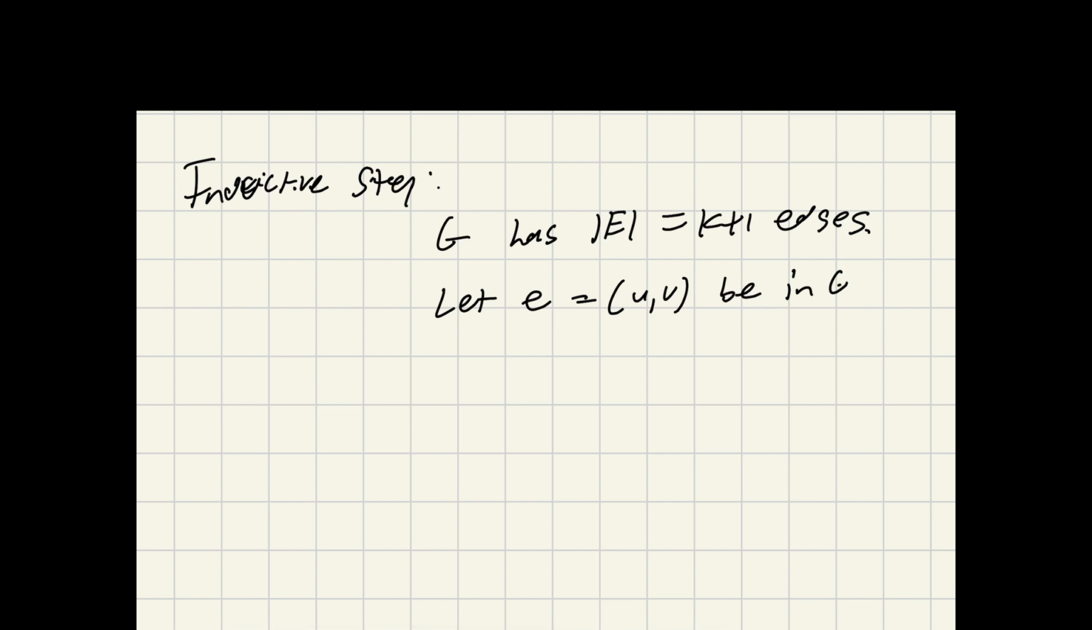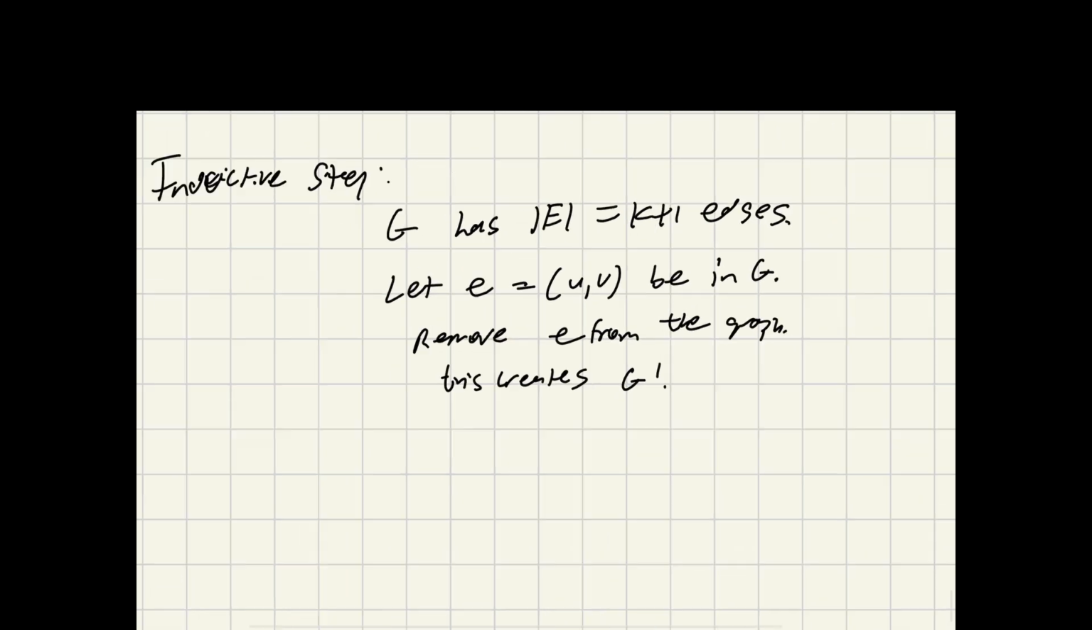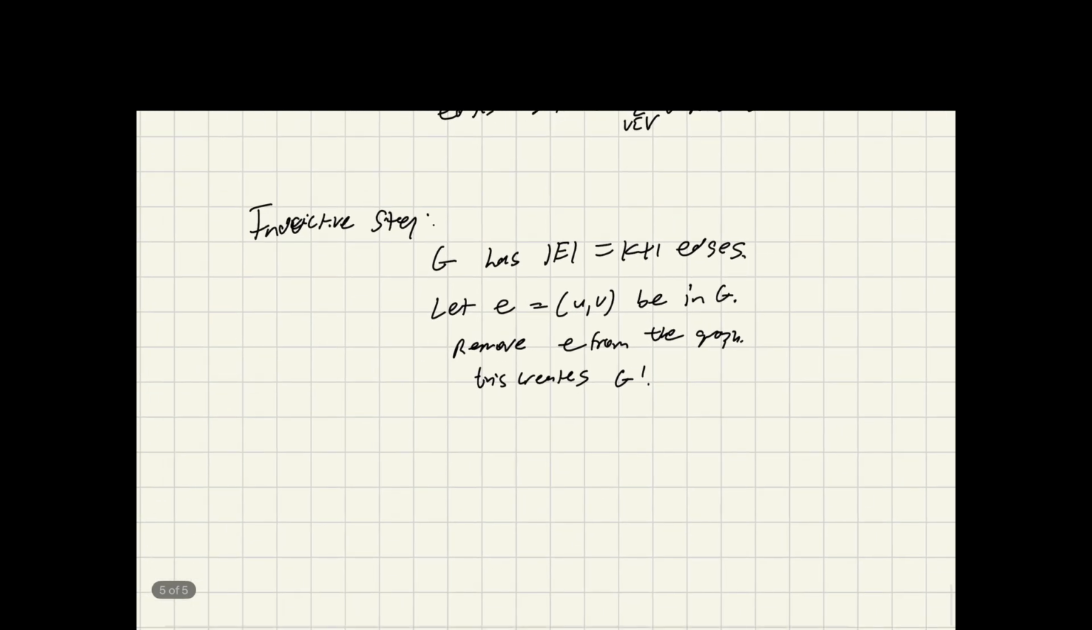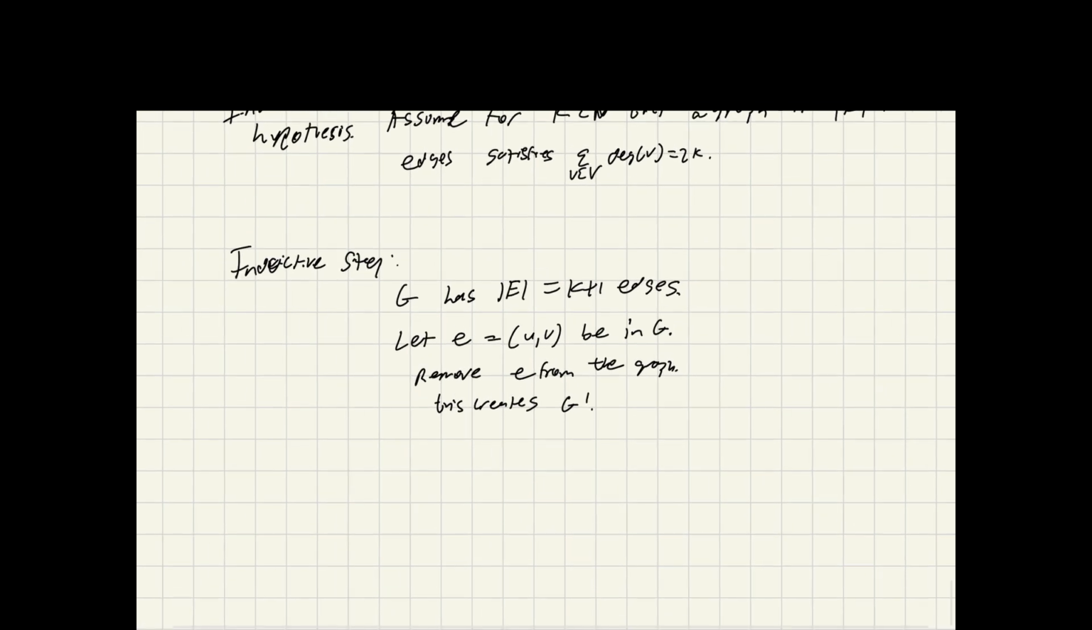V in G. Okay? Let's remove it. This creates G prime. Okay. And we know from our inductive hypothesis, because G prime has k edges, because we took one out, that this thing from above is exactly true. So we can copy it down.